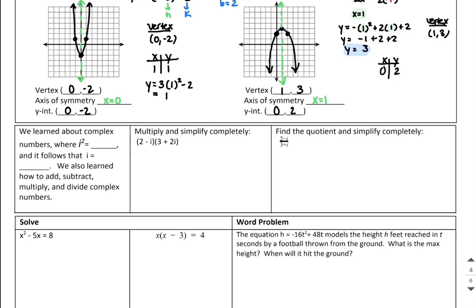In the quadratics unit, we also learned about complex numbers. It was defined that i squared would be equal to -1. And then I could actually use i to represent the square root of -1. And that would help me turn things that I would normally say are no solution into imaginary numbers. So wherever I saw the square root of a negative number, I could turn it into terms of i, that variable I used. We can add, subtract, multiply, and divide these complex numbers.